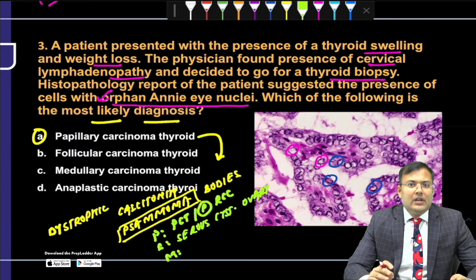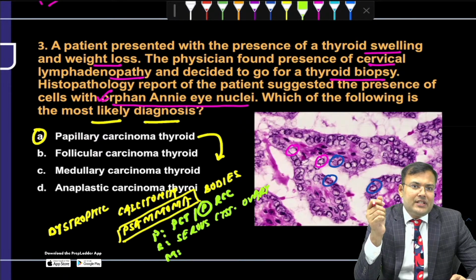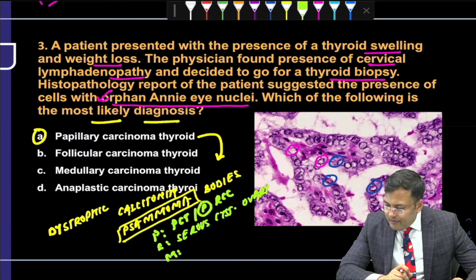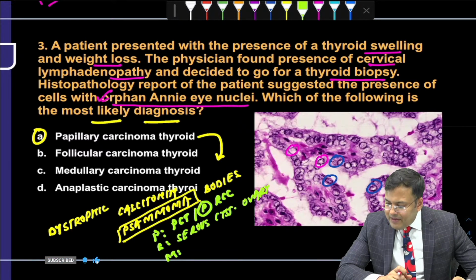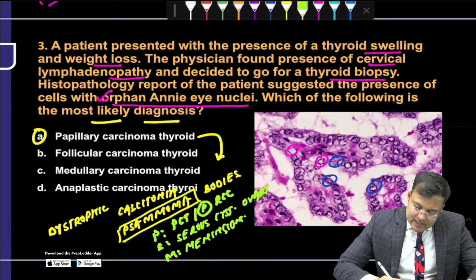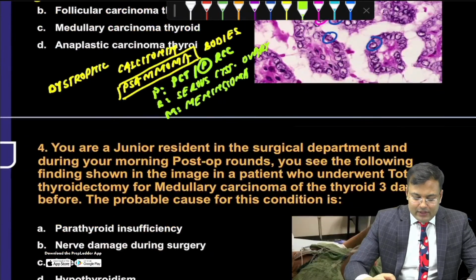M means which tumor? And this question was asked last week in FMGE exam. Yes, which tumor? Very good, Shweta. Everybody is marking correctly. It is meningioma. Clear? So the correct answer here is papillary carcinoma thyroid. Now see the question number 4.